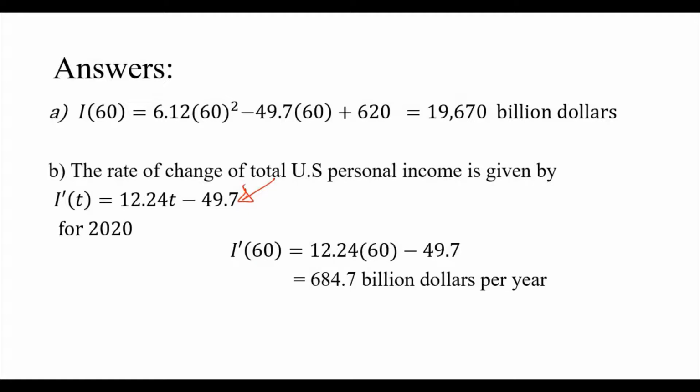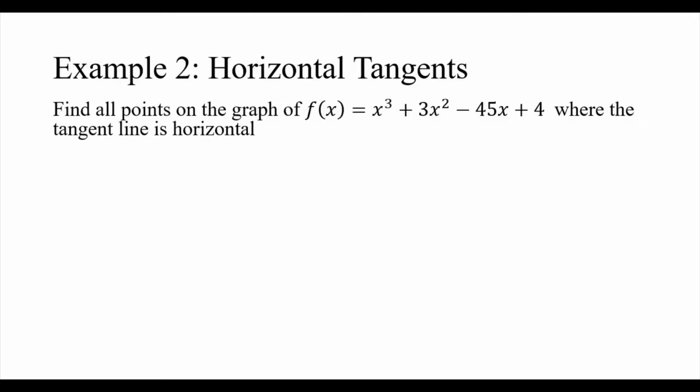So you're going to plug in 60, and the final answer is going to be the expected or predicted rate of change in the total US personal income in 2020: $684.7 billion per year.